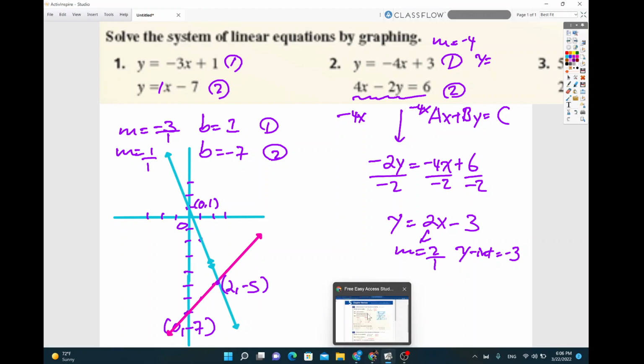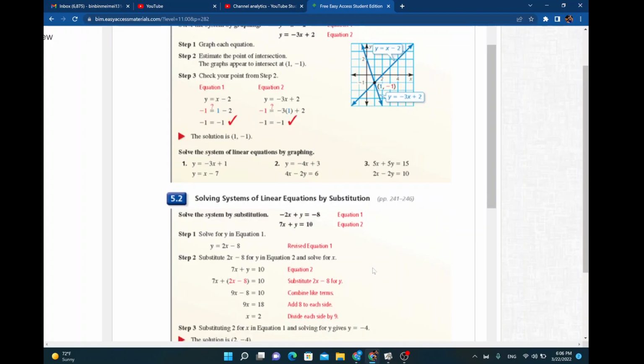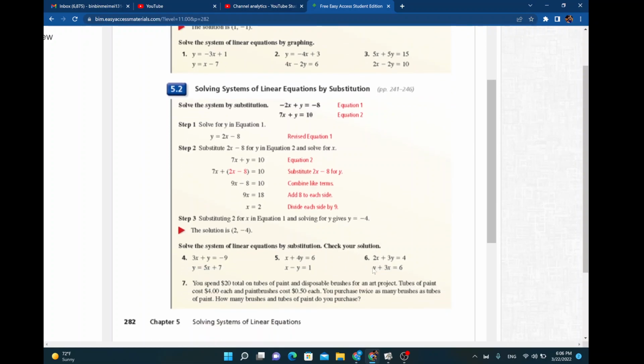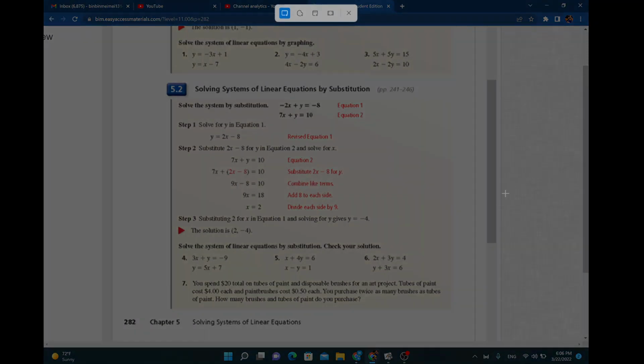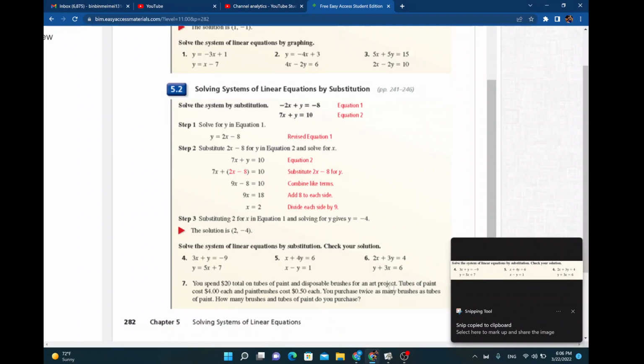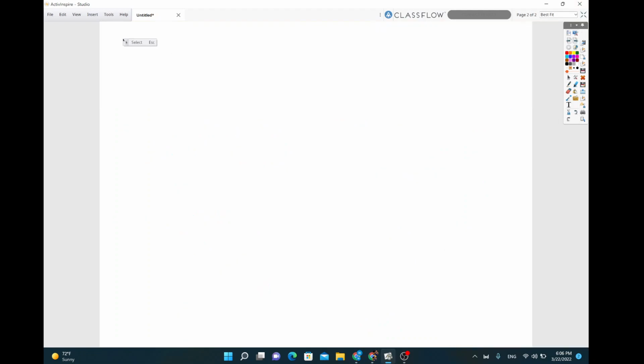Now let's move on to the next type of problem. The next one here, section 5.2, is solving a system of linear equations by substitution. What that means is we use one of the equations, and either you solve for y in terms of x, or you solve for x in terms of y. Whatever the expression of that variable is, we put it into the other equation. Let's do one example like this. Numbers 4, 5, and 6. Solve the system of linear equations by substitution and then check the solution. Let me put it on a new slide.